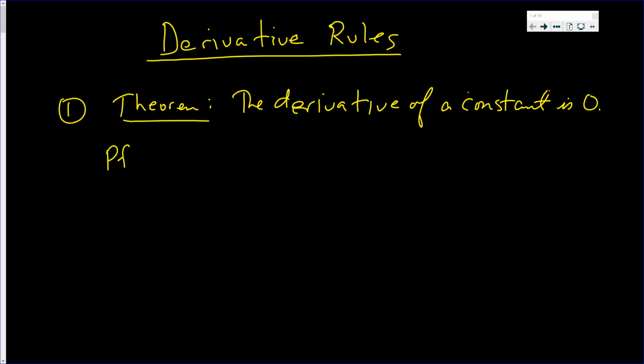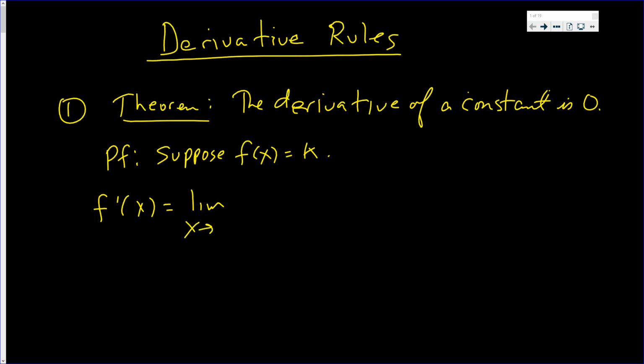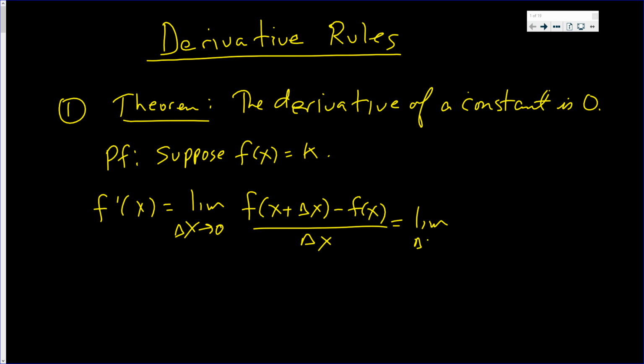Okay, proof. Suppose f of x is equal to k. Then f prime of x is equal to the limit as delta x goes to 0 of f of x plus delta x minus f of x, all over delta x. Now, no matter what you put in there, you get back k. f of anything is k. The rule is really simple.